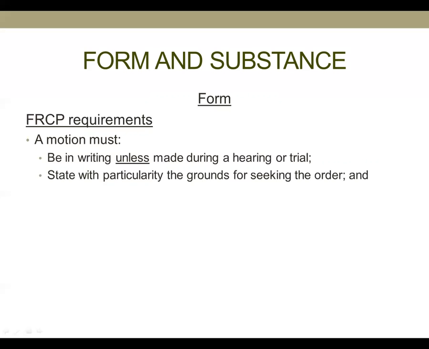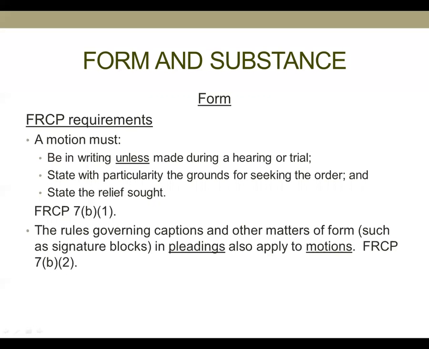In addition, the motion must state with particularity the grounds, that is, the reasons for seeking whatever order the party wants from the court. And finally, of course, the moving party has to state what it is the court is supposed to order. And this is Rule 7, subsection (b), subsection 1 of the Federal Rules of Civil Procedure.